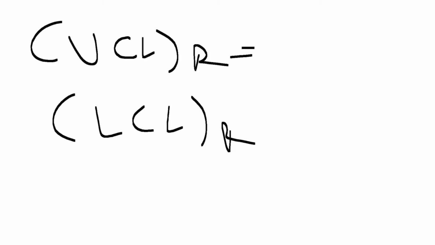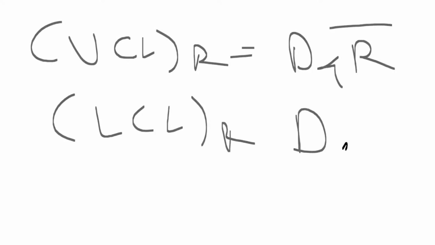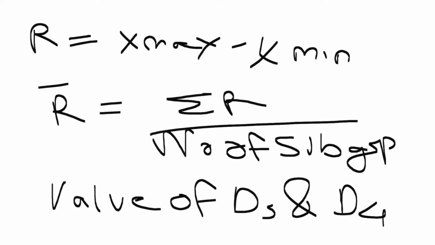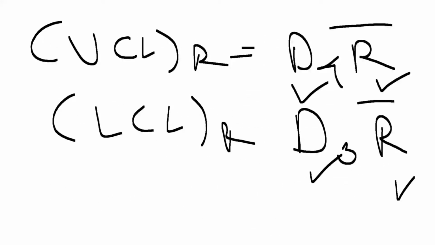And what is the formula for the limits? The formula for upper limit is D4 R dash, that is R mean, and for lower limit D3 R mean. R mean formula we know, and D3 and D4 we get from the table. Now what is the fifth step? Our fifth step is to plot the R chart.